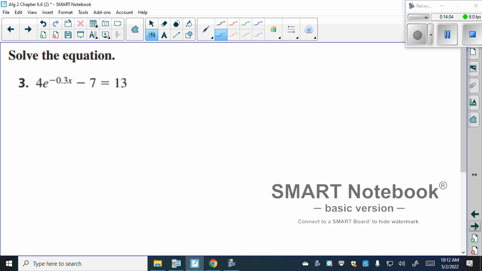Now, we could have done problems like this with the previous ones, but here they normally use this with E. Now, before we can start applying the logs, or here it would be natural log, because that's how we undo E, we need E by itself. And looking at this problem here, 4e to the negative 0.3x minus 7 equals 13, what's the first thing we can do to get E by itself? We can add 7 to both sides. Yes. Which will tell us that we have 4e to the negative 0.3x equals 20.